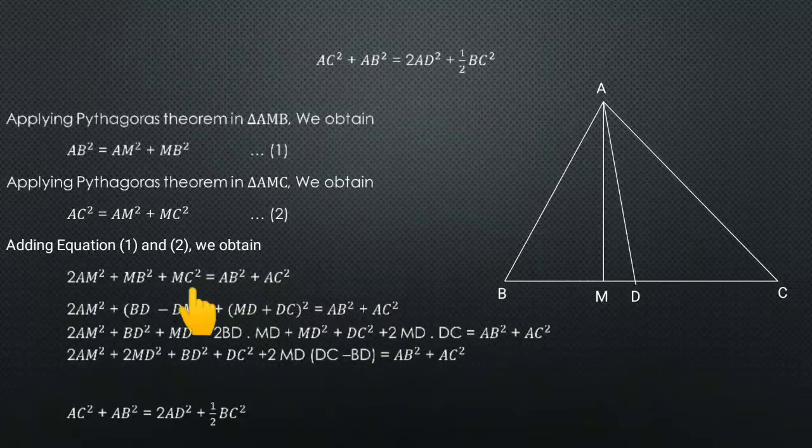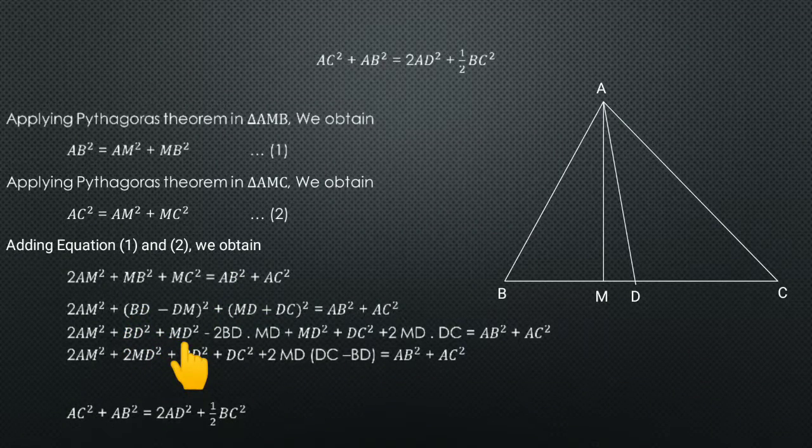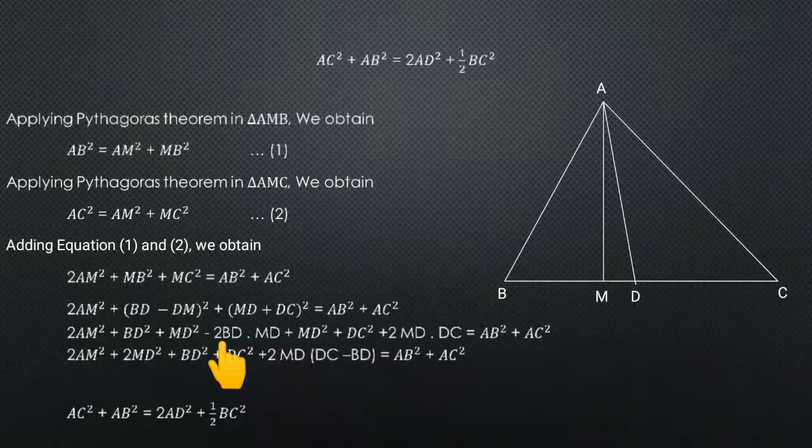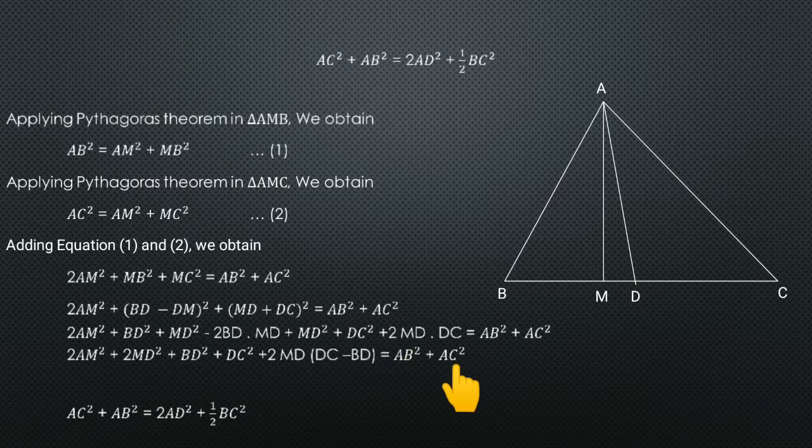Now, here we have MD square plus MD square, 2 times MD square, BD square as it is, DC square as it is. In these two terms, minus 2BD into MD plus 2MD into DC, we have 2MD common, and the remaining part is DC minus BD, equal to AB square plus AC square.